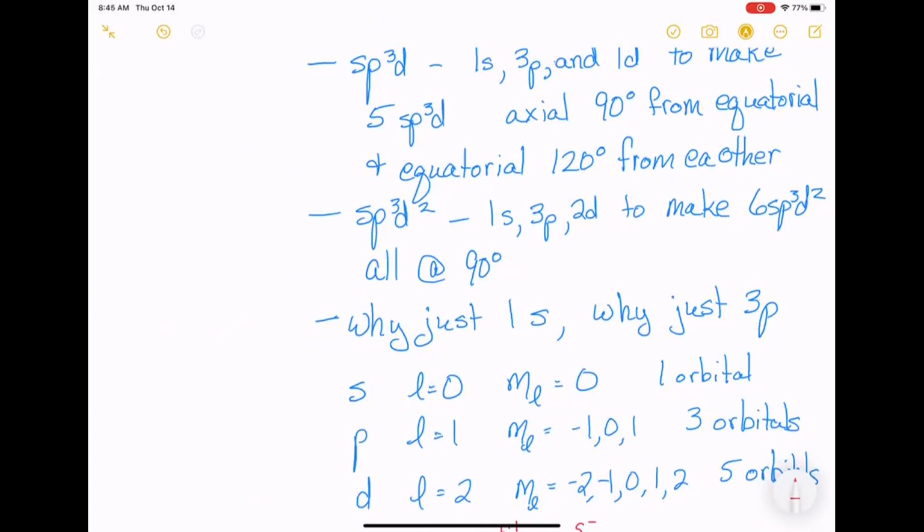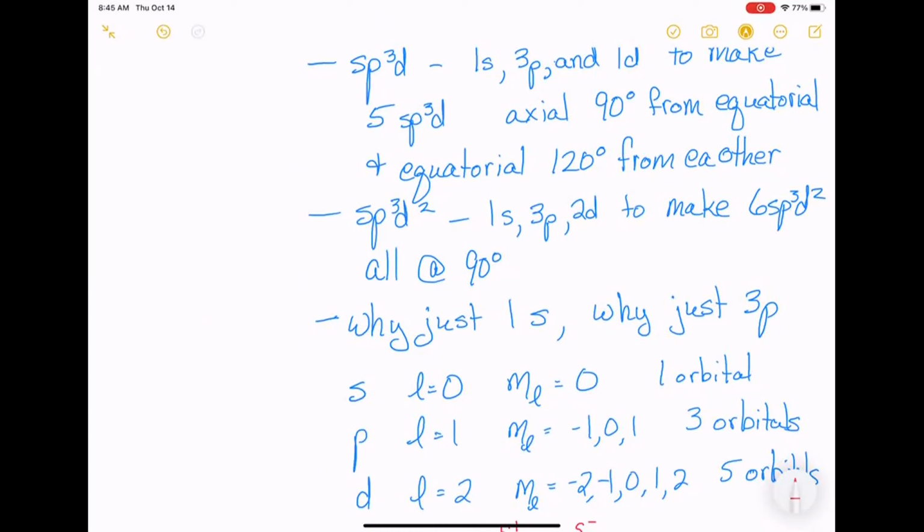When we start talking about the p, that means the L is equal to 1. If L is equal to 1, then M sub L is equal to -1, 0, or 1. In other words, in the p subshell, we have 3 orbitals, and that's why we stop at 3. For the d, we could go up to 5, though we won't, but we technically could go up to 5 d's before we would have to move on to the f's.